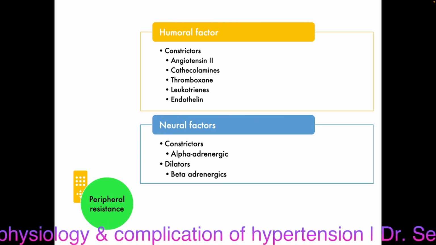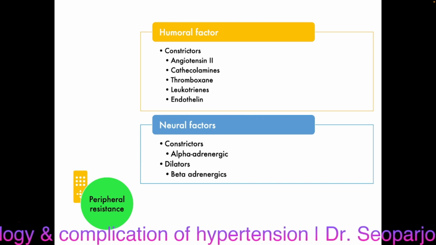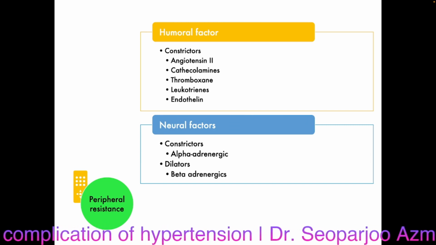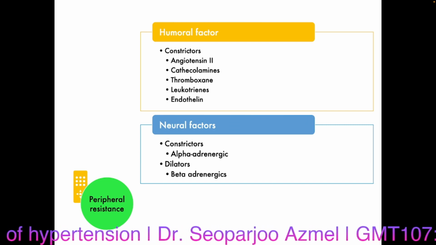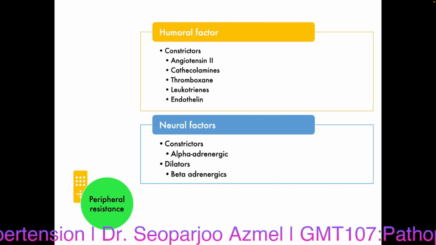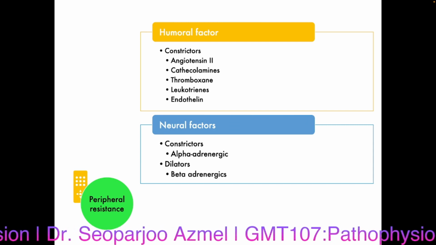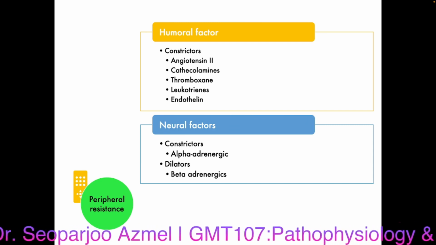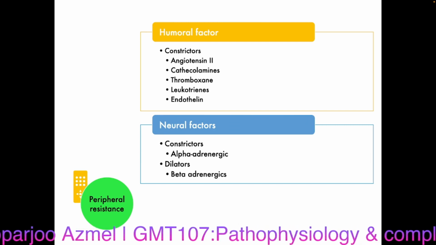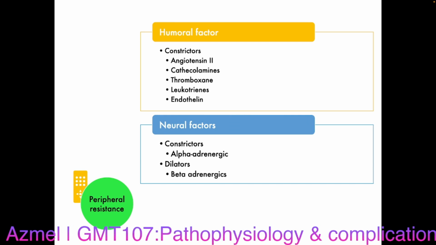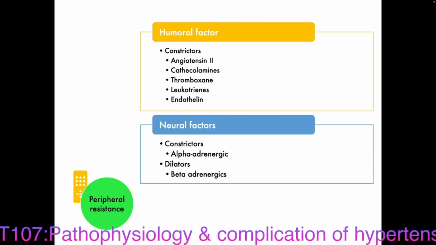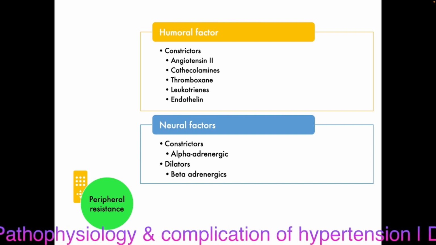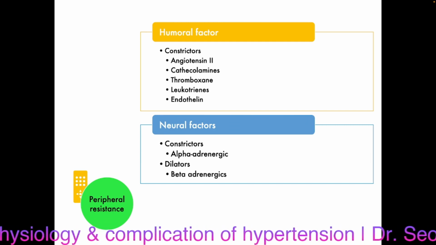So then eventually the blood pressure increases. For the neural factors, there are two types, the constrictors and also the dilators. But what we are interested in is the constrictors, in which these nerves have alpha adrenergic receptors and alpha adrenergic secretions, which will cause vasoconstriction. Again, when there is constriction, there will be an increase in the peripheral resistance, thus increasing the blood pressure.